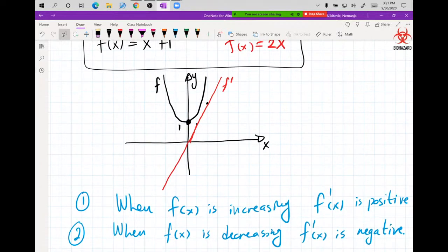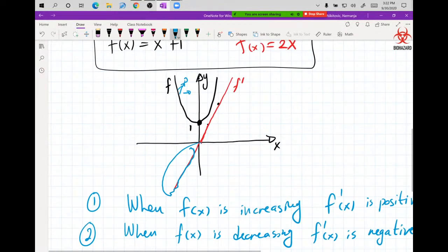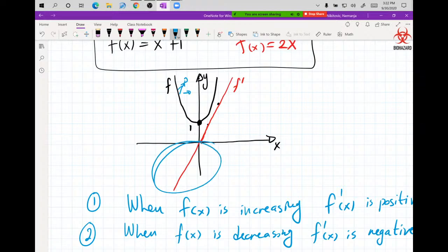Now, since we read from left to right, we will be observing this way, right? So if you are walking down this slope, because you are going to the right, you will be going down the slope. That means that the function is decreasing. And if the function is decreasing, you see that all of these derivative values right here are all negative. All of the y values are negative values for that part of the derivative function.